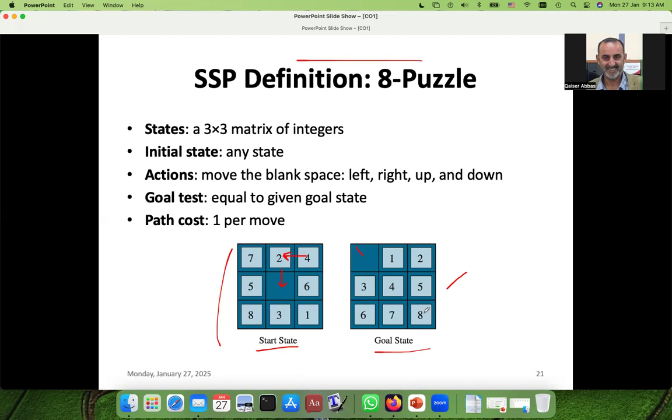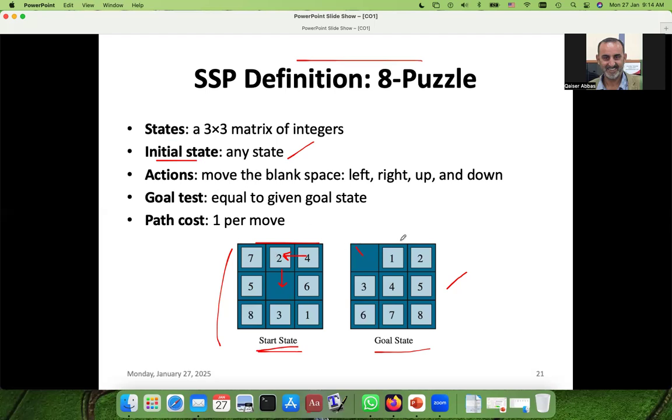So now we are going to write the problem definition for this 8 puzzle. Starting state. Is there any fixed starting state for this 8 puzzle? No, it could be random. This is not the only start state. Any other friend of mine can give me any other state. So the initial state can be any state, or you can write any random disordered state.